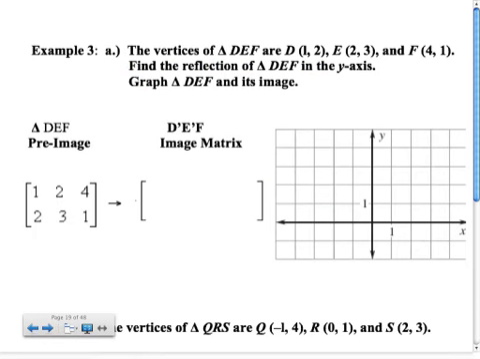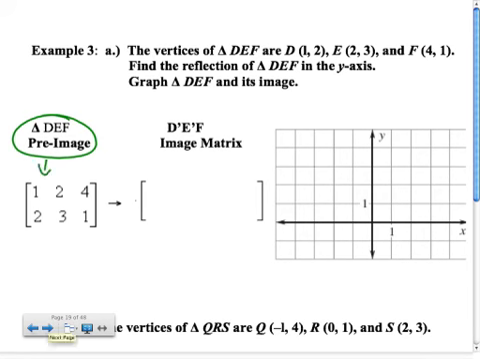Now, if you are a regular Geo student, you can go ahead and turn off the video. You can work through these, but you're not going to have to use matrices to perform reflections. If you're in my honors class, you got to keep watching the video because we got to talk about matrices here. So what we've done is we've taken our triangle and we've put it into a matrix form.